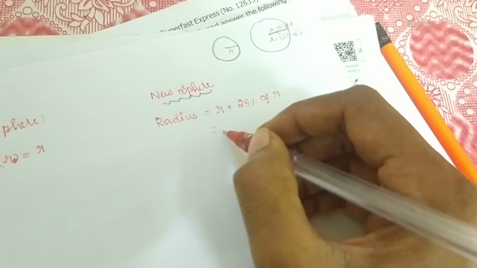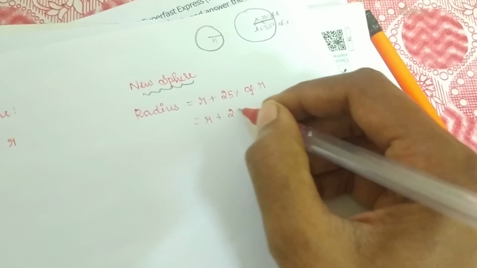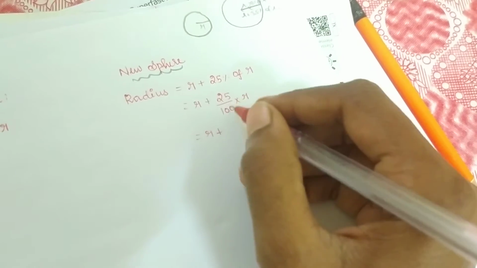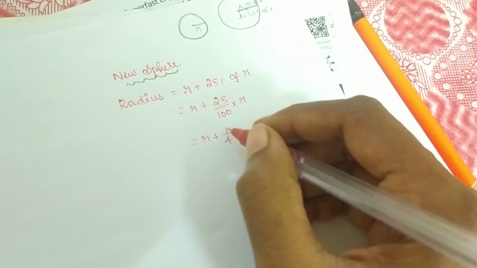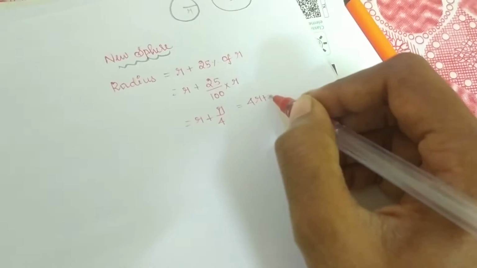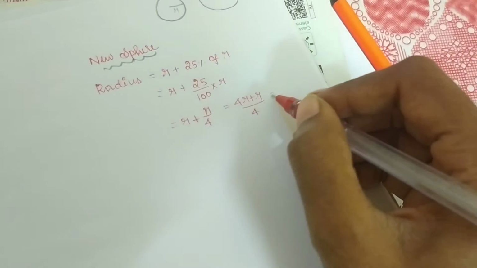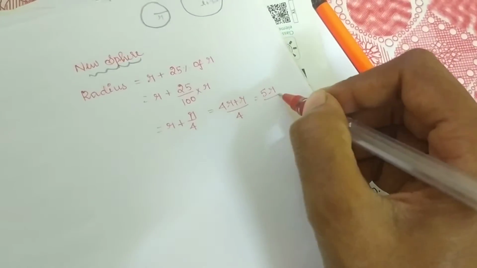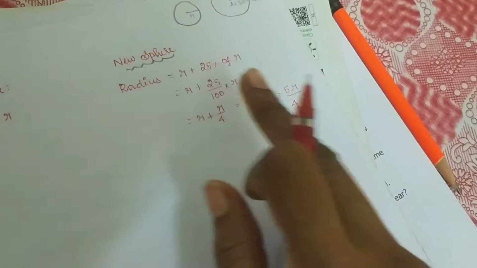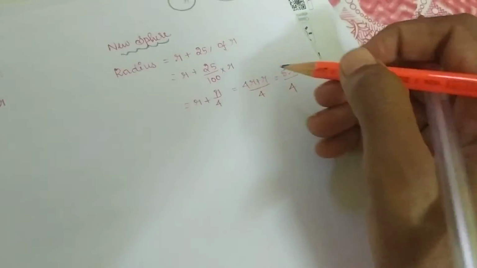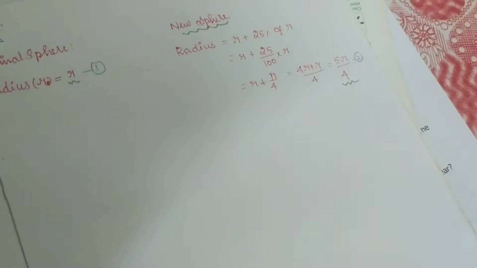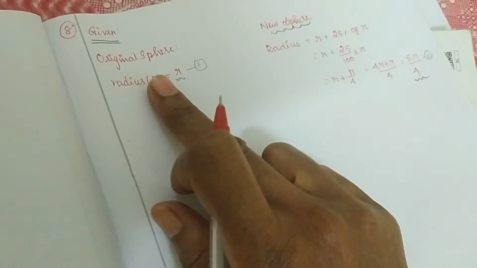So what am I getting? r plus, how can I write the percentage, 25 by 100 into r. If you cancel this, we get 1 by 4 into r. So cross multiply: 4r plus r by 4. Finally we get 5r by 4. So the new radius is 5r by 4. This is r2 and this is r1. Are you clear? This is the new radius, this is the original radius.